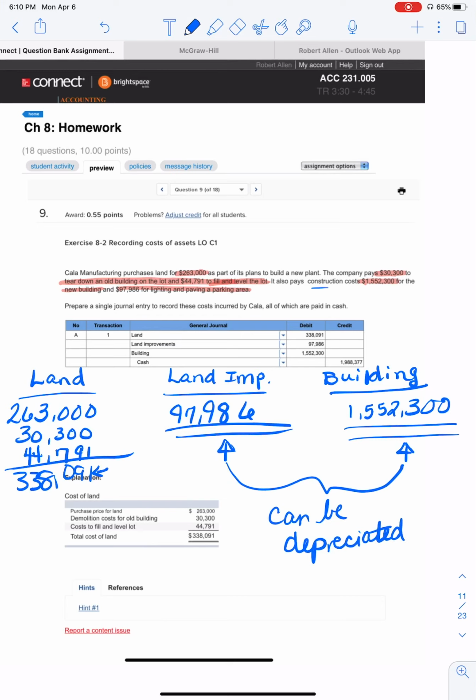Since both of these can actually be depreciated and land cannot, land must be accounted for separately. And since the building and the land improvements likely have different useful lives and different salvage values and everything else, those are going to have to be depreciated separately. So remember, land cannot be depreciated, which means we have to account for it separately from our depreciable assets. And then, of course, cash, as the last part of our journal entry, is just the sum of these three items to make the journal entry balance. And that's it. That's all there is to number 9.